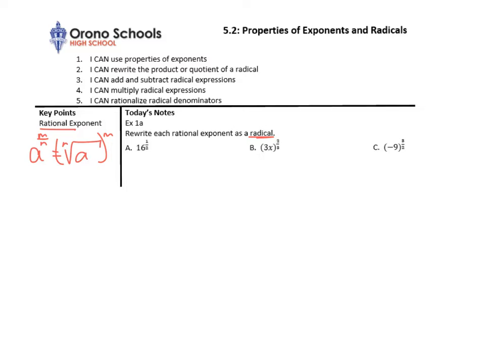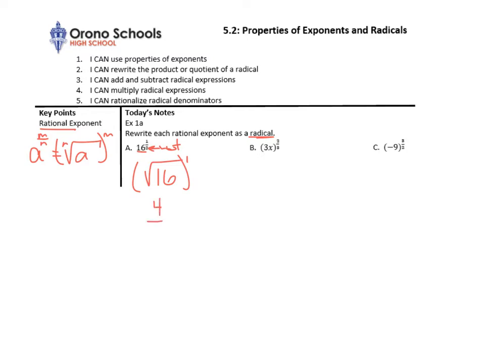16 to the 1/2 power, 16 is our base. We put that inside that root. And to evaluate the 1/2, the 2 is our root, so that means it's a square root. Now the square root of 16 to the 1st power, we could actually evaluate it. That would just equal 4.